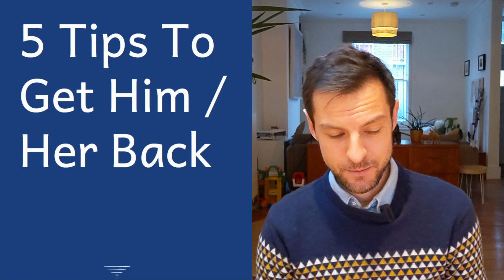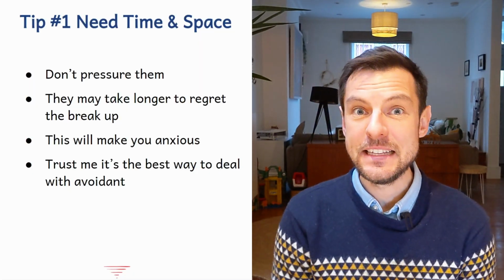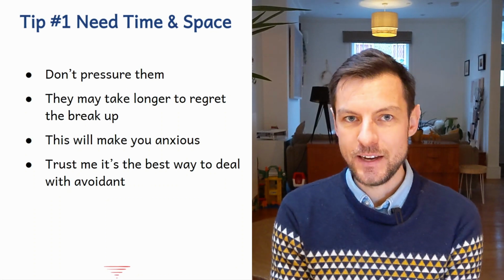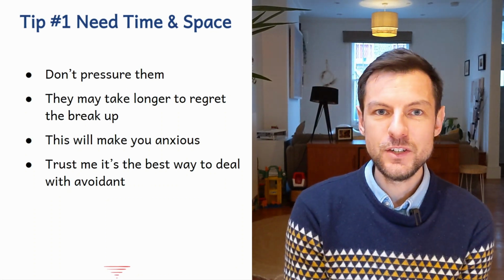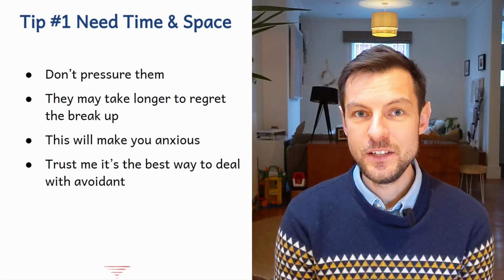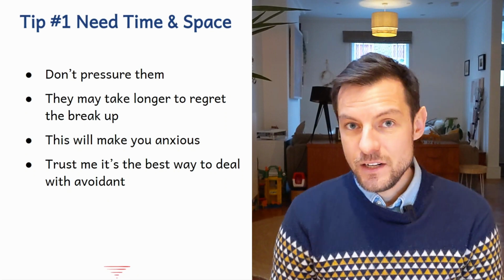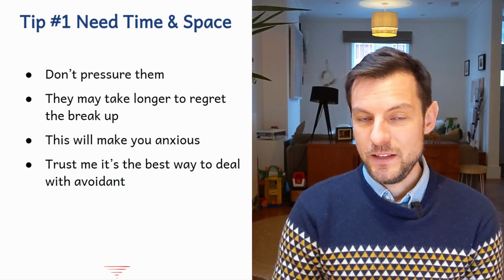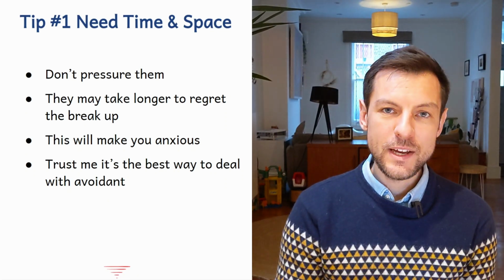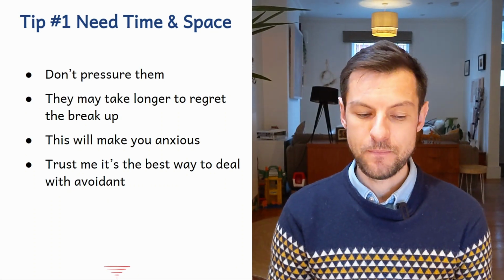And here are the 5 tips to get him or her back. The first tip is that they need space and time. It's really important in the relationship, and even more important in relationship recovery is really how you can respect their needs. The need of an avoidant is to have some space, some freedom. So when they broke up with you, or if you broke up with them, don't pressure them.